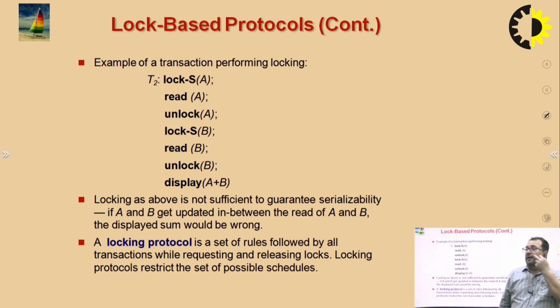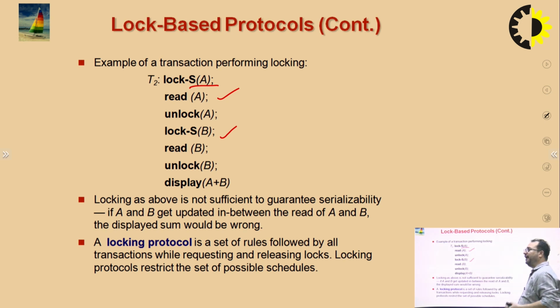Let's see an example of a transaction performing locking. For example, say there is a data item A. We have locked the data item with a shared lock, then we perform a read operation on that data item. Then we unlock A. After unlocking, that data item could even be used by another transaction. Similarly, data item B is shared locked before the read operation.